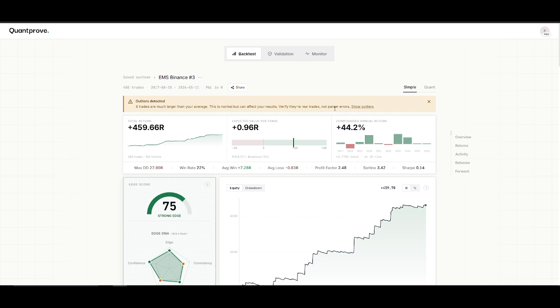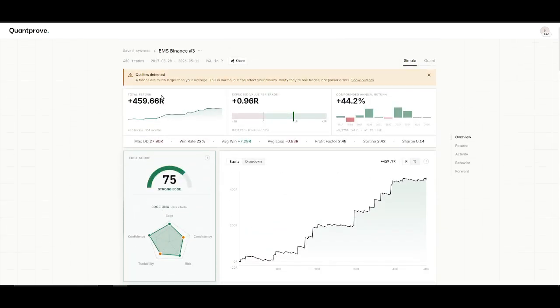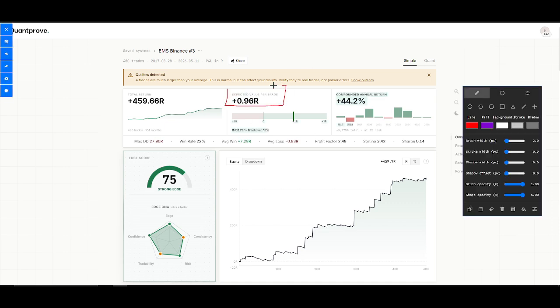We're not going to dive deep into a lot of the rest of the stuff. For example, right here we have the total return over the whole time period, total in R, which is risk units, and this is the expected value per trade. So this is basically the total. For those that don't understand expected value, we have broken this down on the channel a lot, but it's basically total R divided by total trades.